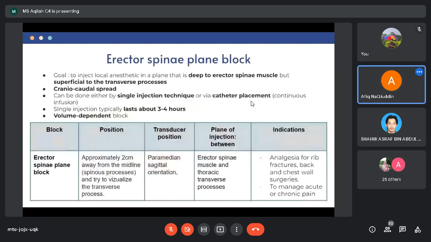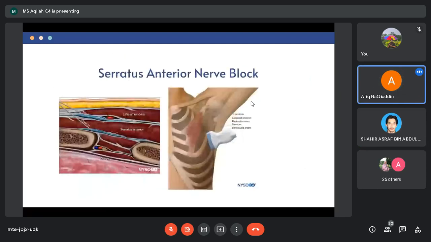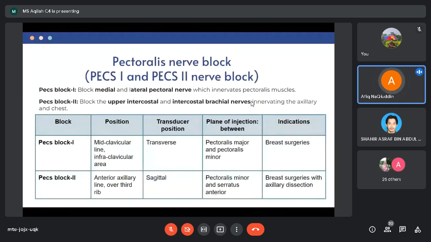I think the PECS block can give both analgesia. Wrong. The answer is somatic analgesia only. Visceral analgesia comes from a block that is more proximal or close to the spinal column. The closer it is to the spinal root, the more it will mimic the epidural or spinal that we explained extensively.